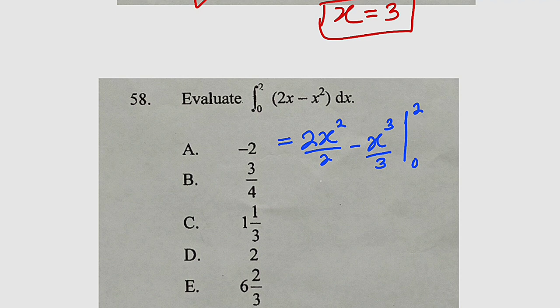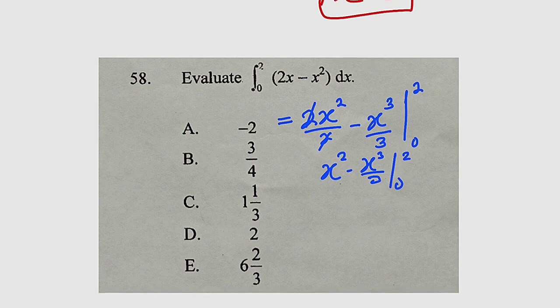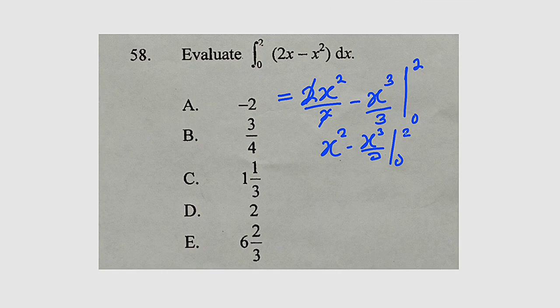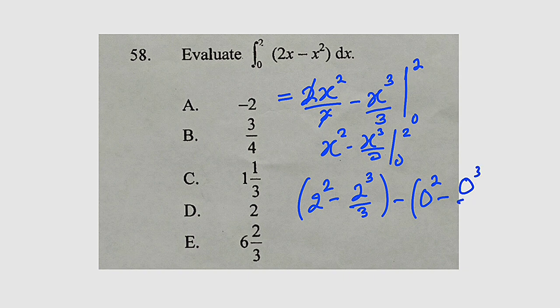If you simplify this, you have 2 cancel 2, just x squared minus x cubed divided by 3 from 0 to 2. Let us substitute the boundaries. The upper bound is 2, so you replace x with 2, that is 2 squared minus 2 to the power of 3 divided by 3. Then you take the lower bound, that is 0 to the power of 2 minus 0 to the power of 3 divided by 3. You simplify, you can see the whole of this will be 0.